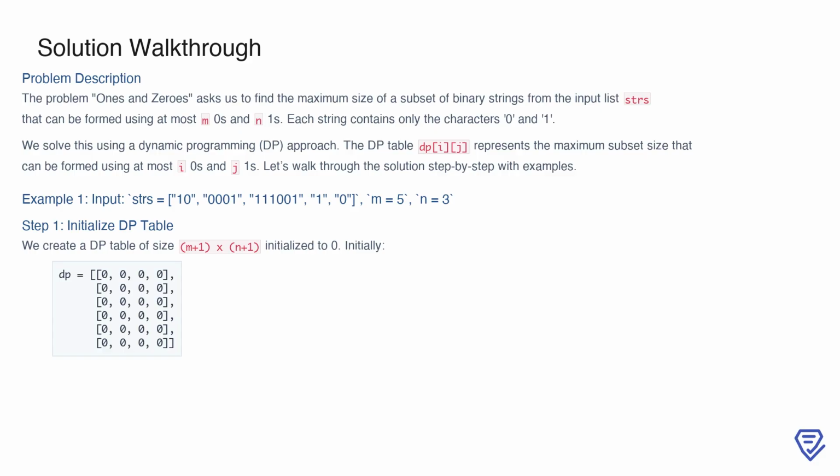DP equals 0, 0, 0, 0. 0, 0, 0, 0. 0, 0, 0, 0. 0, 0, 0, 0. 0, 0, 0, 0. Having established the table, we can now move on to processing the strings one by one and updating the DP table accordingly.